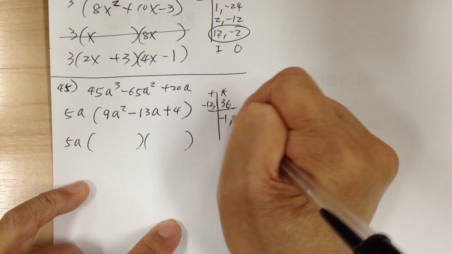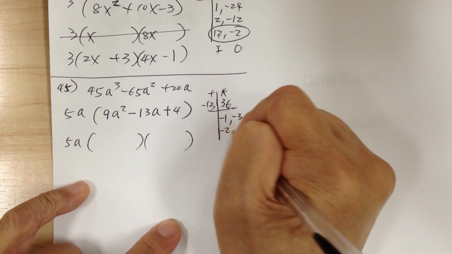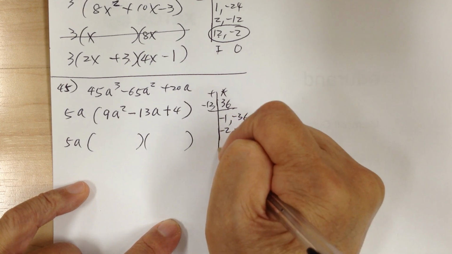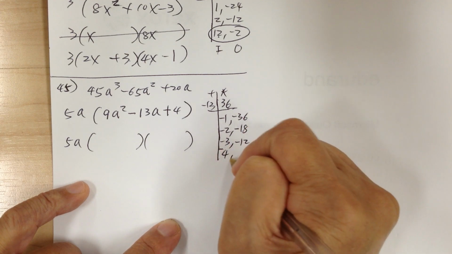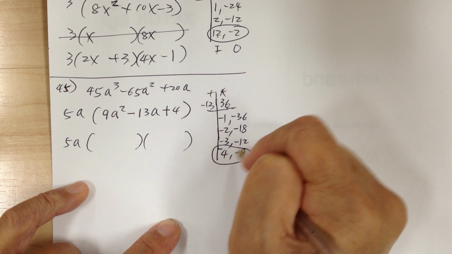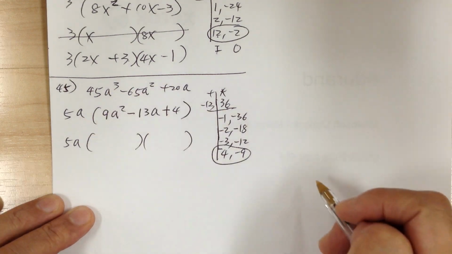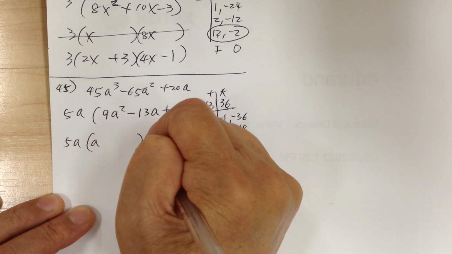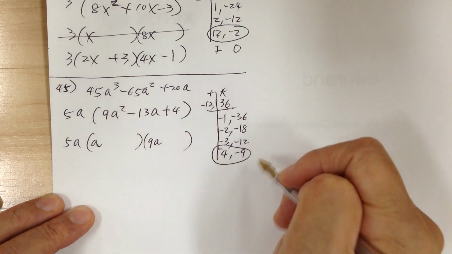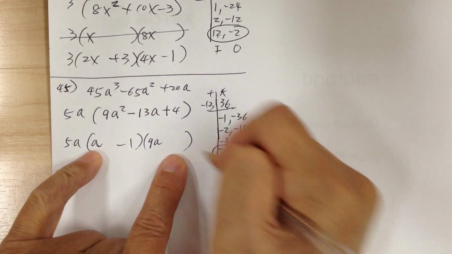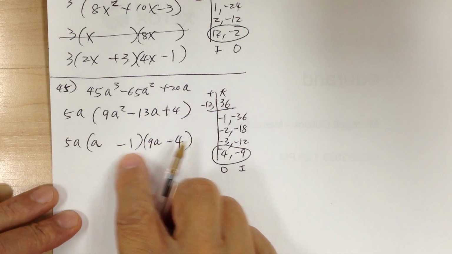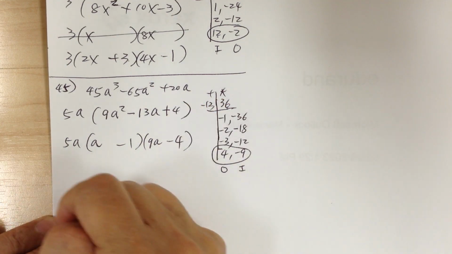So we go negative 1, negative 36, negative 2, negative 18, negative 3, negative 12, negative 4, negative 9, and that's it. Okay, so you start with 9A. So this would be the inside, so it would be minus 1, and this would be the outside, so it would be minus 4, and check: negative 1 times negative 4 gives you a positive 4.